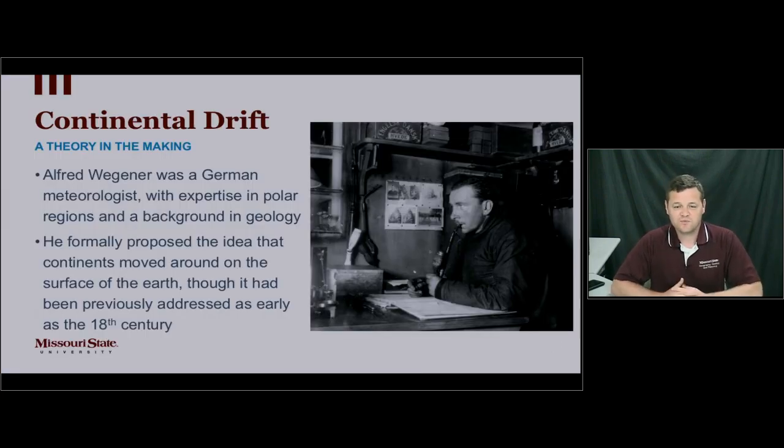While some researchers proposed a similar concept, the very first person to officially, professionally propose the concept of continents moving around on the surface of the Earth was Alfred Wegener. He was a German meteorologist with a background in polar meteorology and geology. He formally proposed that the continents moved around on the surface of the Earth so that they were compiled into a single supercontinent around 250 million years ago, and that they broke apart and moved to the positions that they currently reside in today over the period of around 250 million years.